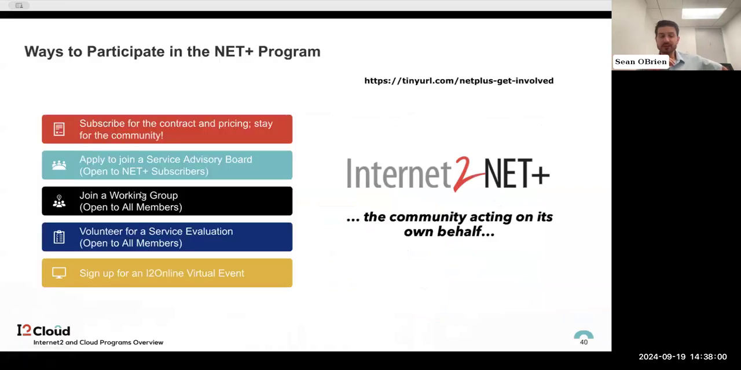So as we finish up in the overview today, I wanted to talk about some ways to get involved. Certainly getting involved includes subscribing for a Net Plus contract and the discounting, and staying for the community engagement and support around the service, applying to join a service advisory board, joining one of the working groups like the AI working group I just talked about, participating in a service evaluation process, and then, of course, continuing to join us online as part of these webinar series.